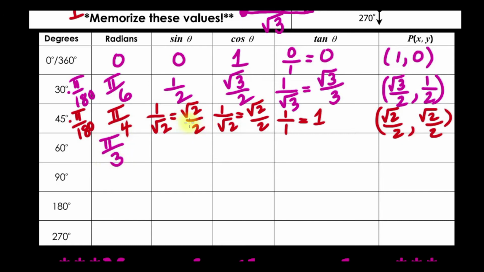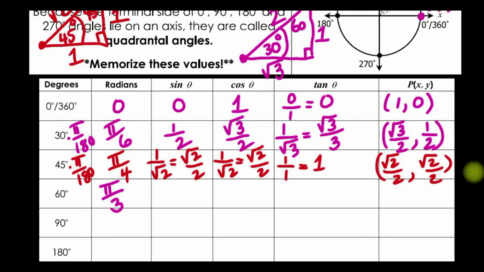And then your sine of 60 degrees. Sine of 60 is going to be what? Opposite over hypotenuse, right? So sine of 60 degrees is going to be root 3 over 2. And then cosine of 60 is going to be 1/2. And then tangent of 60 is going to be root 3 over 1, which is going to be root 3.